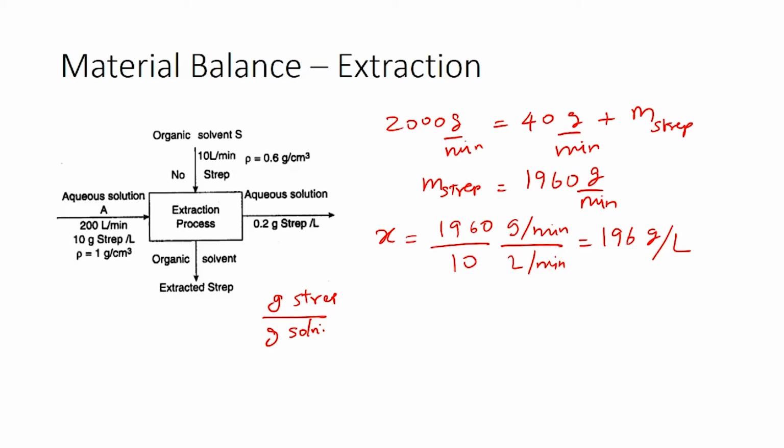So, for calculating this, we would first be required to calculate grams of streptomycin per gram of solvent, which is easy to get from your concentration. Let us first do that. Grams of streptomycin per gram of solvent would be equal to the concentration of streptomycin, which is 196 grams per liter, which needs to be converted to grams per gram.